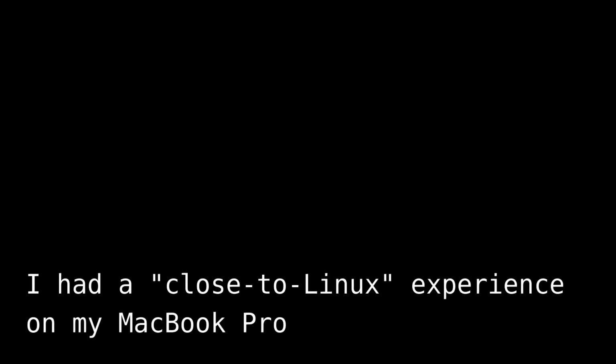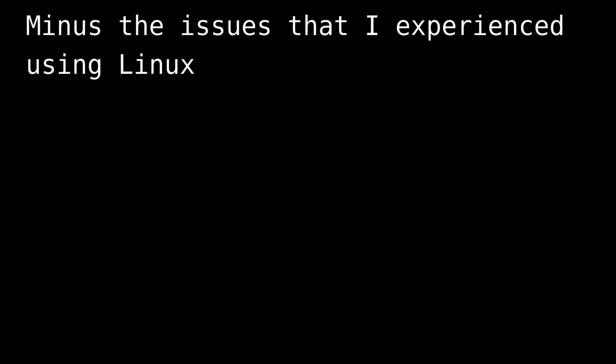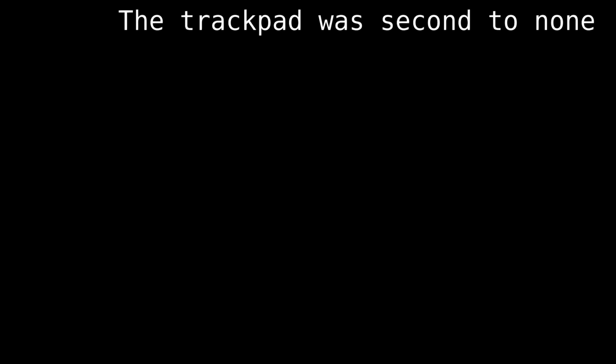Then I had a pretty close to Linux experience. So even though I was not using Linux, I felt very close to Linux. The system was so well designed to work out of the box without the typical caveats that come with Linux. So I could focus more on my productive tasks than just keep fixing my system because it broke because of an update.